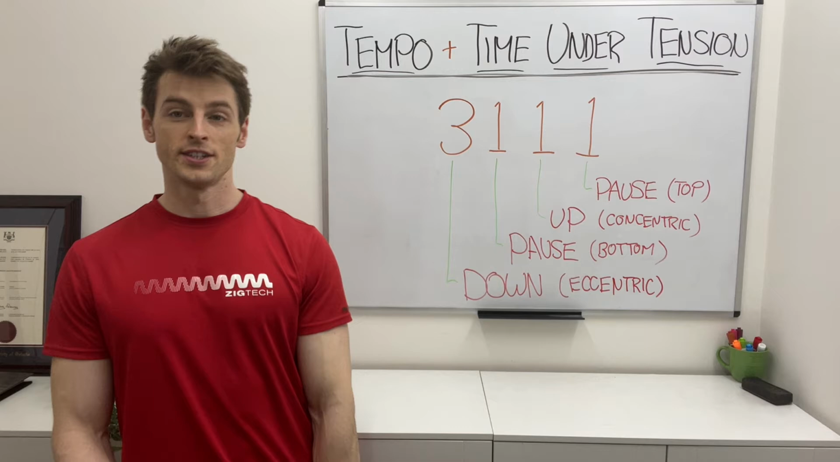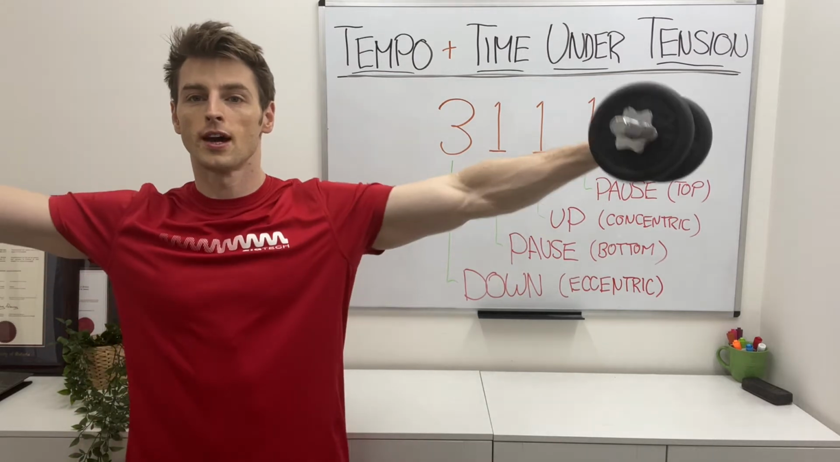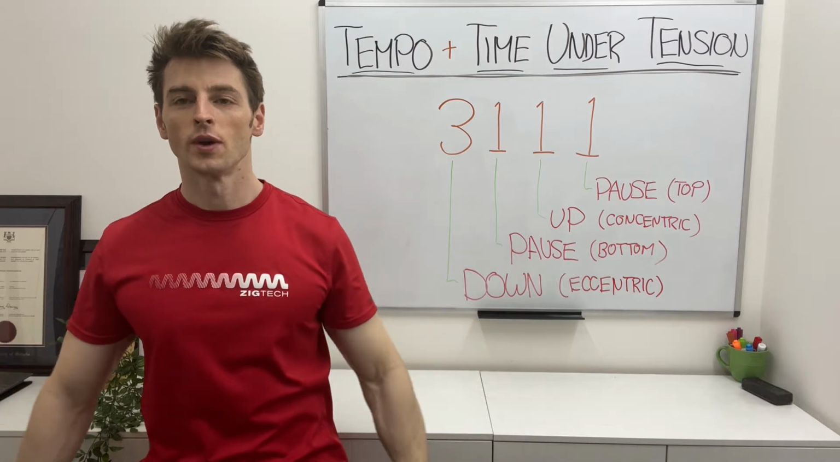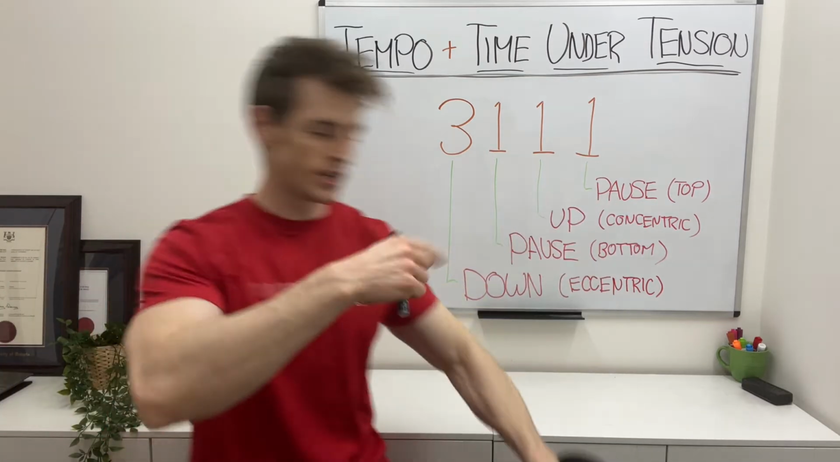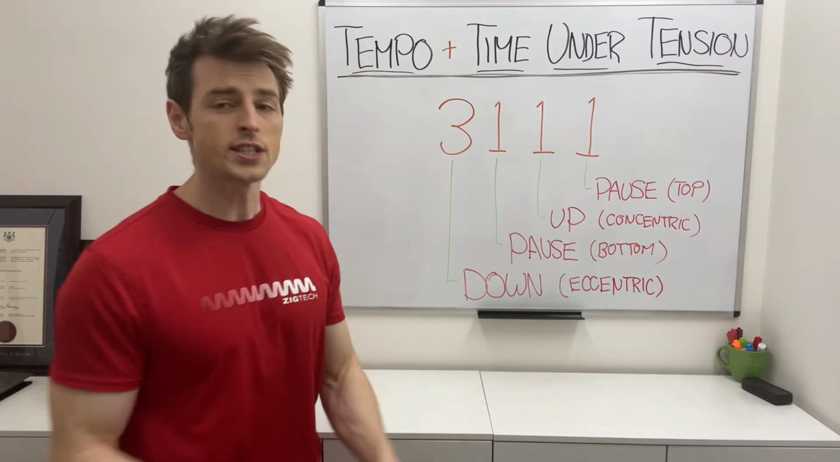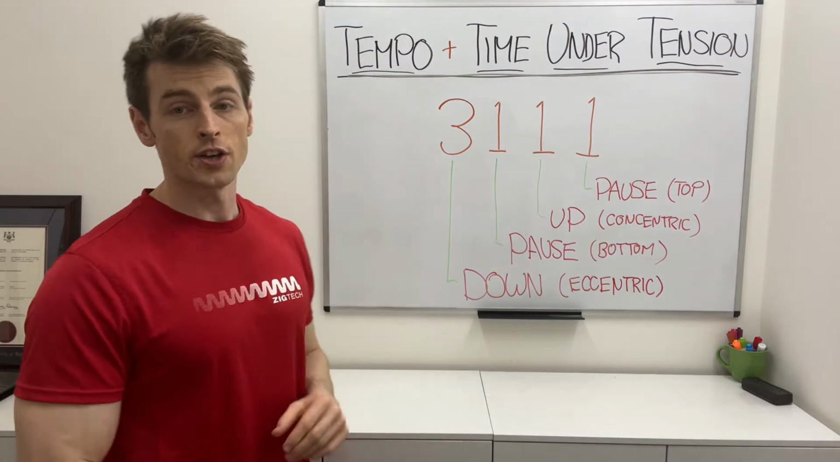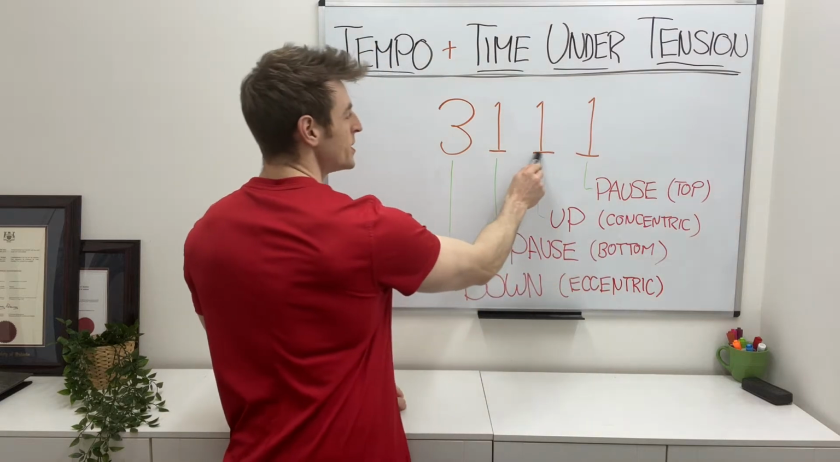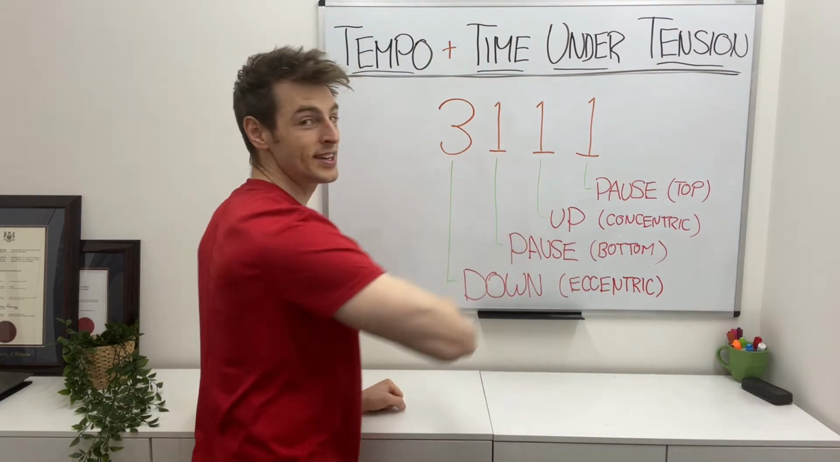Let's do a lateral raise. So again, 1 second up, 1 second pause, 3 seconds down, 1 second pause, 1 second up, and it just continues from there. This movement here starts with the upward movement. That's this one. So we start at the third number in.